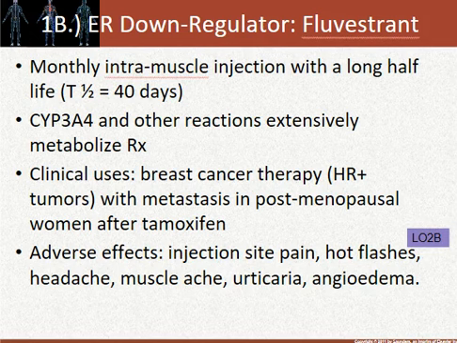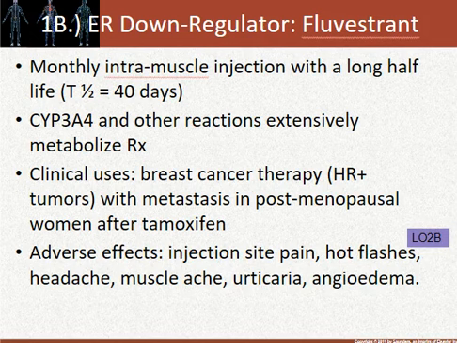Other clinical notes about fulvestrant include a monthly intramuscular injection with a really long half-life, over a month. This is a CYP3A4 substrate, and there are other reactions that are extensively metabolized through different liver biotransformation enzymes.